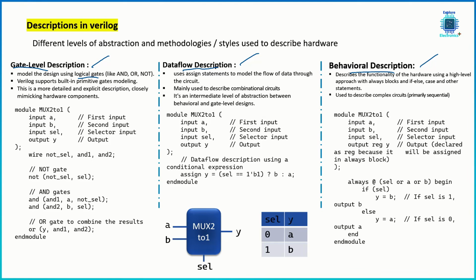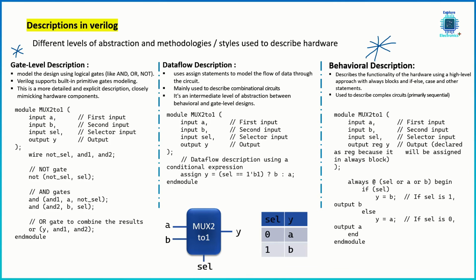We will not be directly writing the expressions or the gate level representation here. We will not be using the gate primitives either. That is behavioral description. The behavior of the design is taken and the code is written using if else, case, while loops, for loops, and so on. Then we call it a behavioral description, and this is the highest level of description in Verilog. Gate level description is the lowest level of description in Verilog.